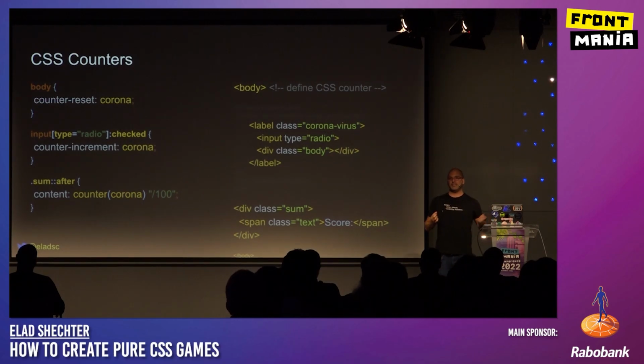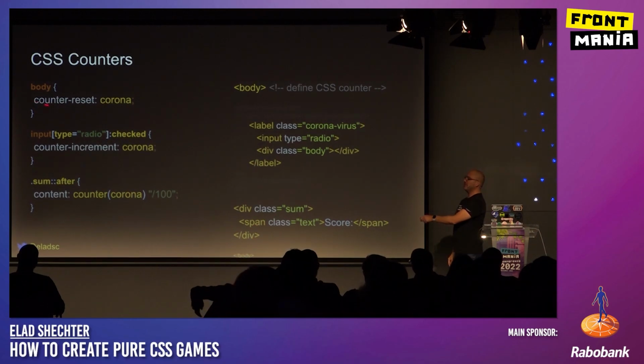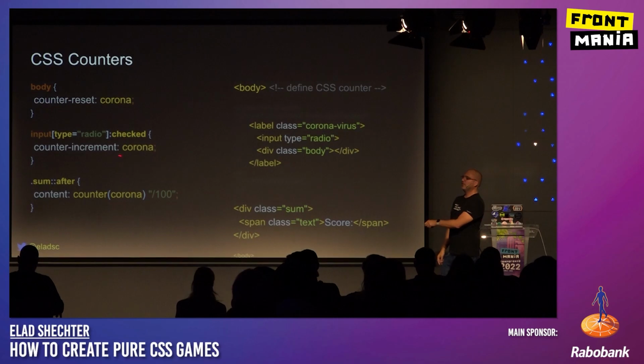How do you define the CSS counter, you may ask? I'm just selecting every body HTML element, that we have only one, sorry about it, and to create a CSS counter, you're just using this special property of counter reset. This is creating me a CSS counter, and you can give it any name that you want. I gave it the name Corona. And now I need to count all those dead viruses. Really easy. Just selecting all the radio buttons that are checked, counter incrementing the Corona counter that I declared here. And now I need to print the total score to the screen.